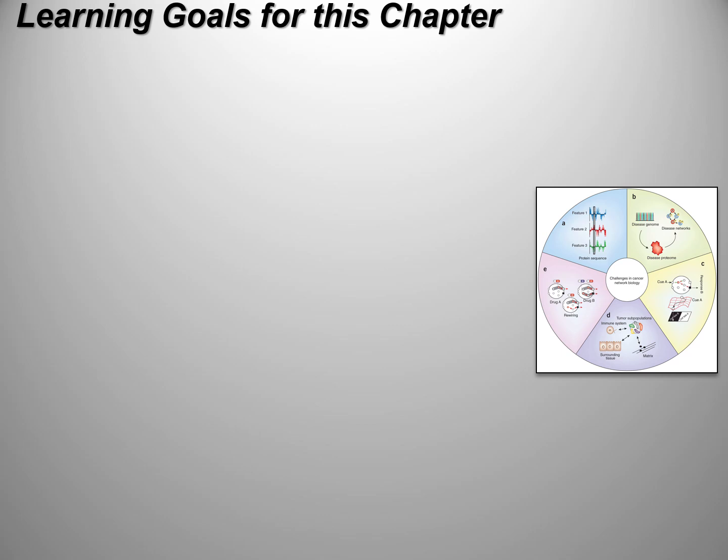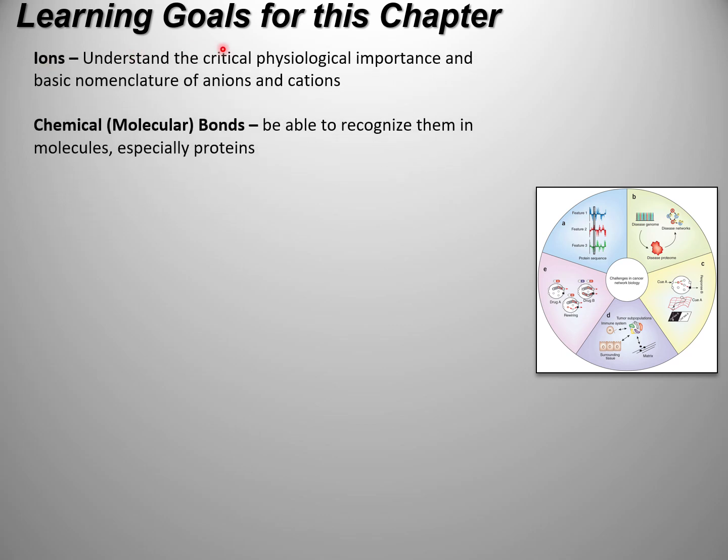A quick laundry list of learning goals for this chapter, things that you're going to want to pay attention to, making sure that you've got a good understanding and functional ability: things like, for instance, ions. We're going to talk about ions all semester, especially sodium, especially potassium, but we're also going to talk about calcium and chloride, phosphate, all sorts of things. So make sure we get into understanding of what ions are, anions, cations, that sort of thing.